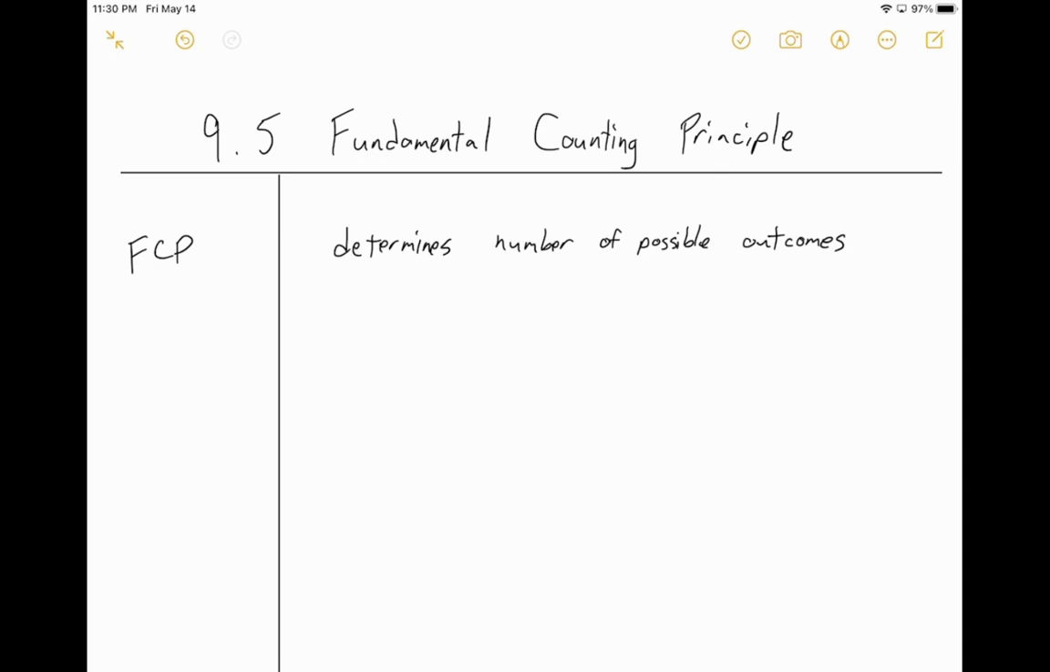Where the fundamental counting principle comes into play is when you have more than one event. So, for example, what if you were to roll 2 dice? Or if you were to flip a coin and then flip it again? How many different outcomes are there?